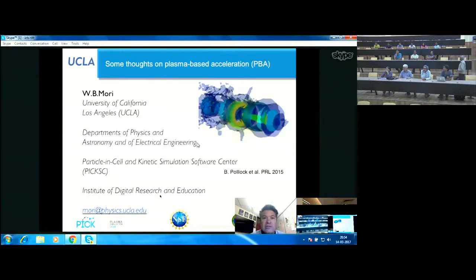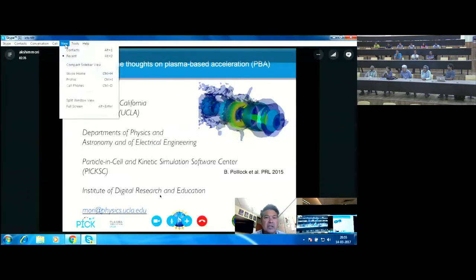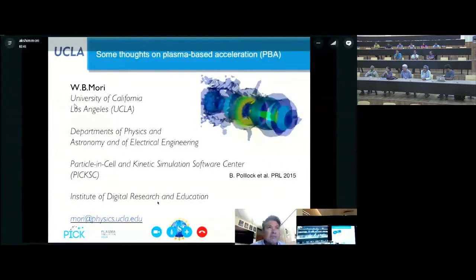I have too many slides, so please interrupt and ask questions, and I can skip through, because some of it is from review talks, and you may be very familiar with some of this. So I just wanted to give some thoughts on plasma-based acceleration, and I'm going to concentrate on underdense laser plasma or underdense beam plasma interactions, and not deal with solid targets or the very intense lasers where you might have QED effects. So I was not going to cover that.